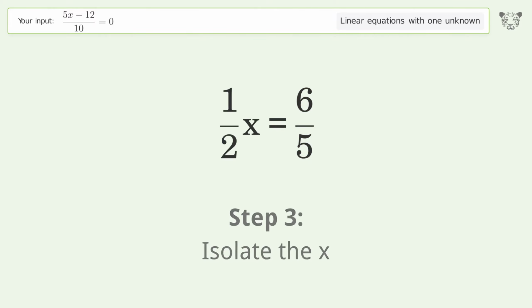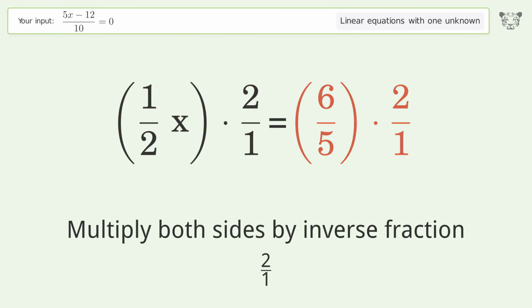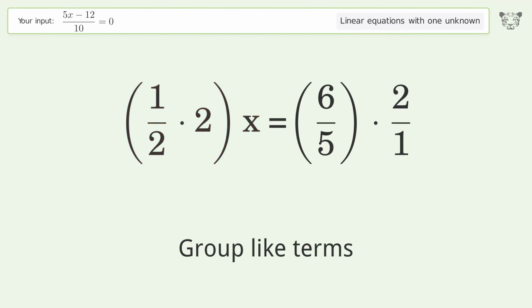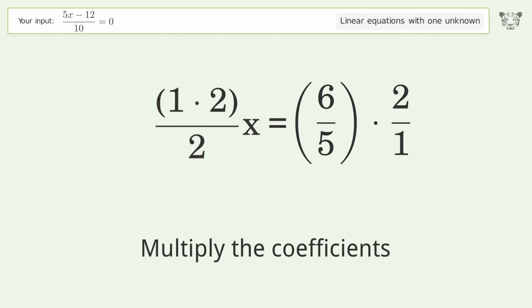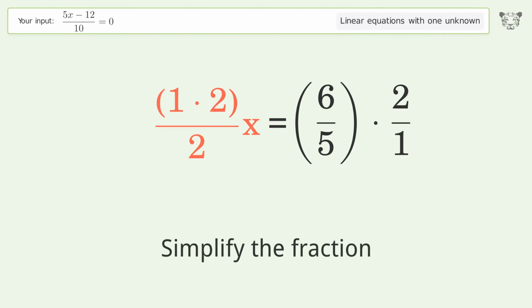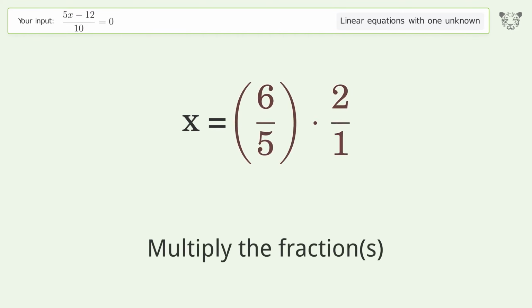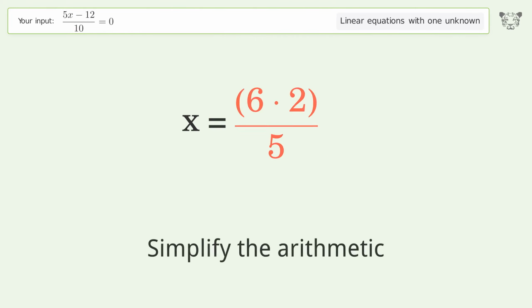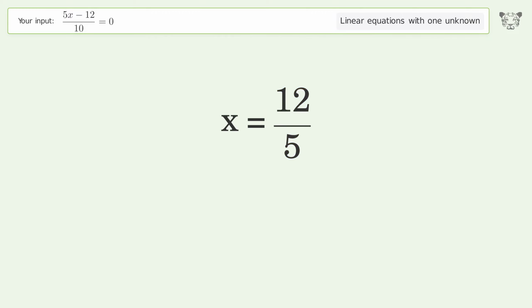Isolate the x. Multiply both sides by inverse fraction 2 over 1. Group like terms. Multiply the coefficients. Simplify the fraction. Multiply the fractions. Simplify the arithmetic. And so the final result is x equals 12 over 5.